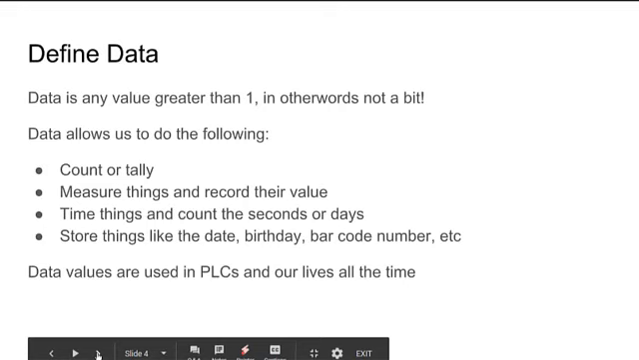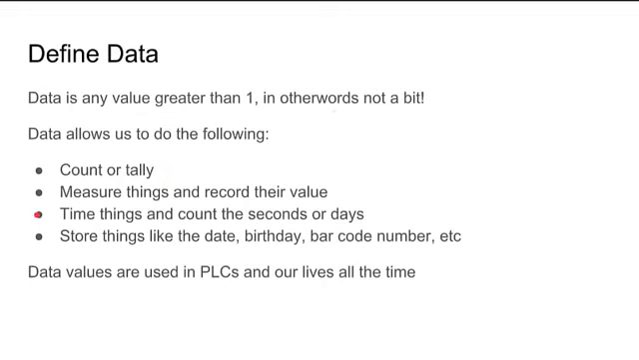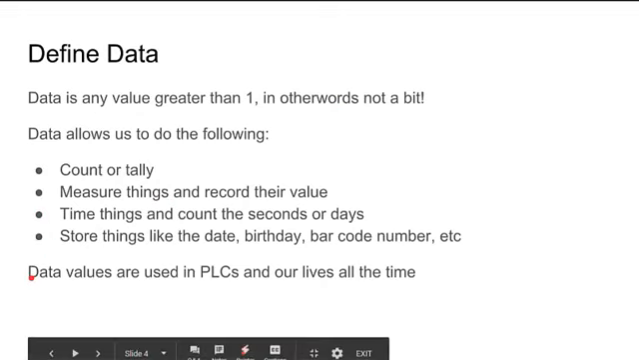Data is defined as any value greater than 1, in other words, not a bit. It allows us to count or tally, to measure things, to time things and count seconds or days, and to store things like the date, a birthday, a barcode number, or something going down the line. Data values are used in PLCs and in our lives all the time, so it's a natural fit.